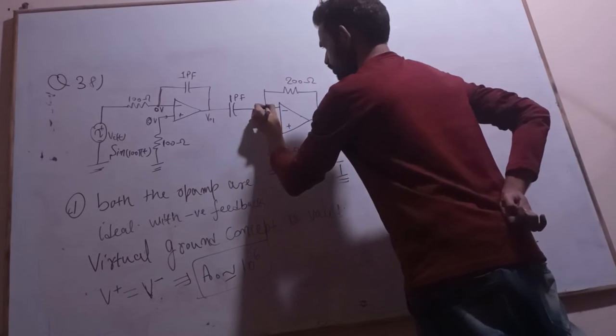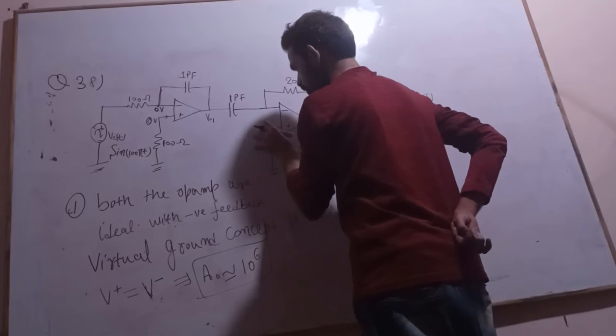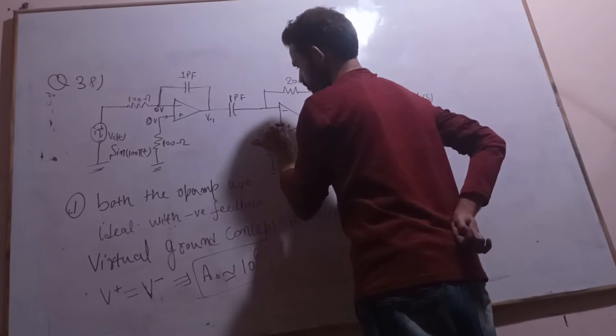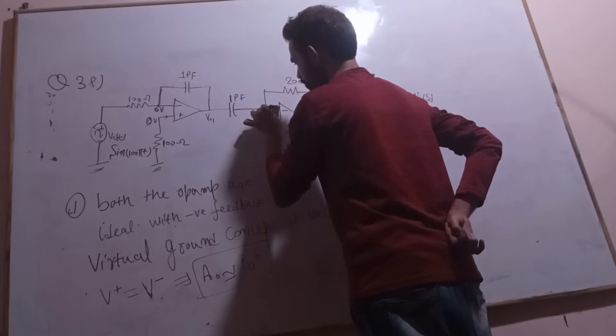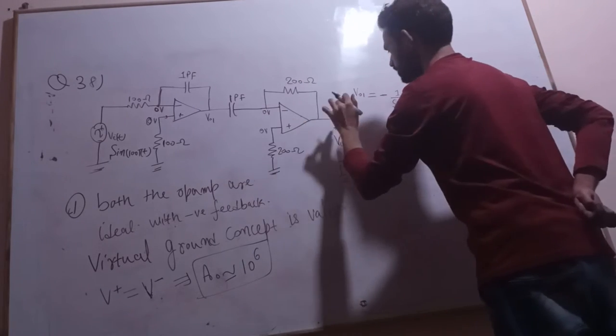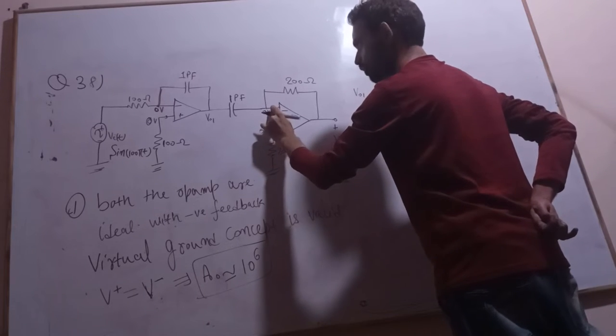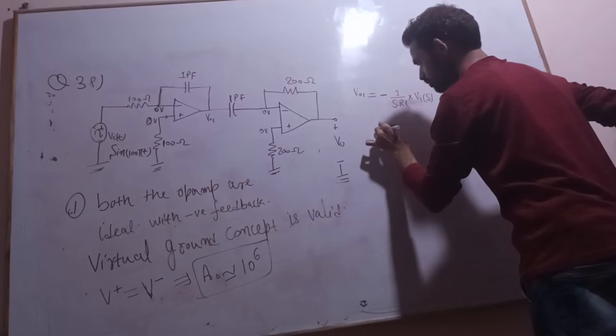Similarly, in the next op-amp, here also there is 0 voltage at the positive terminal, so the same amount of voltage will appear at the negative terminal. So this is 0 volt. Therefore the output voltage will be equal to what?